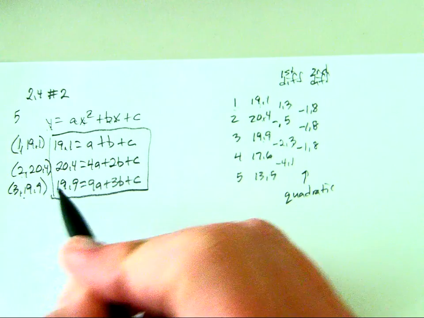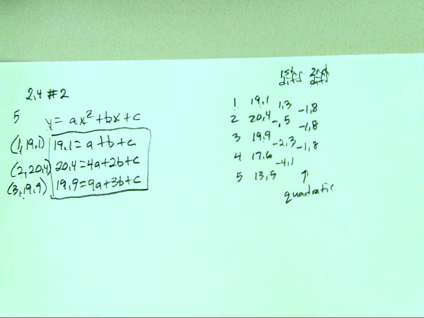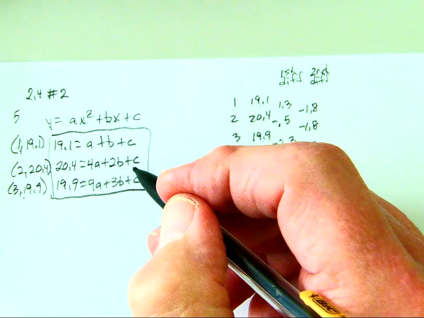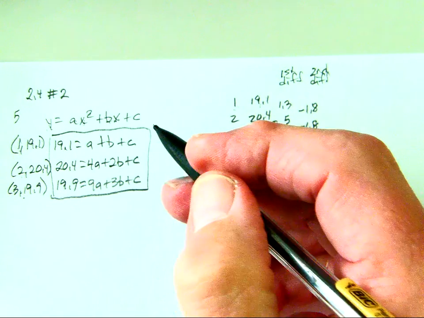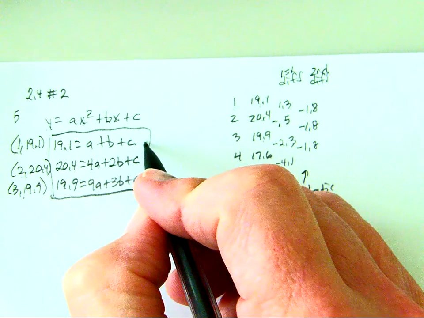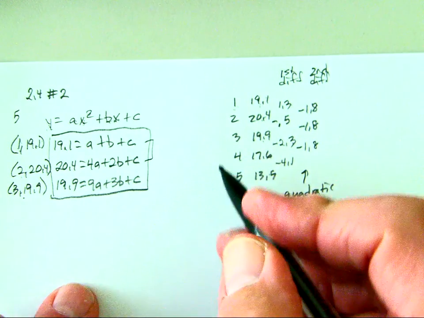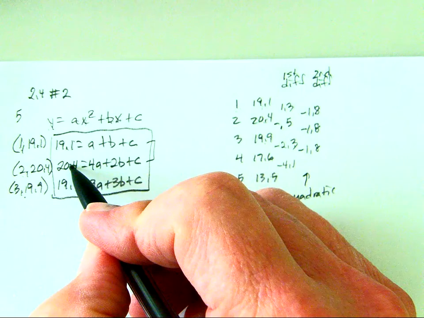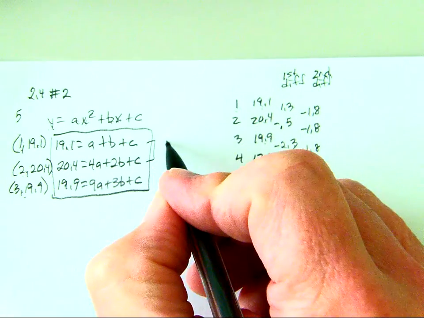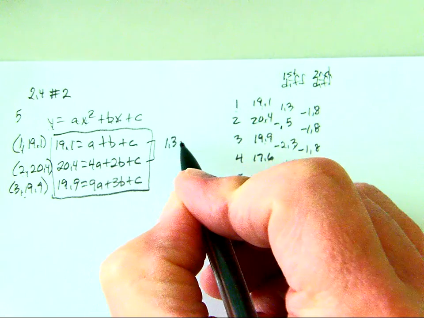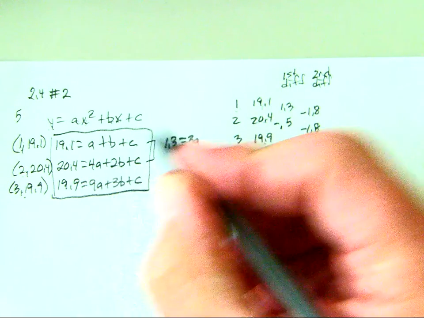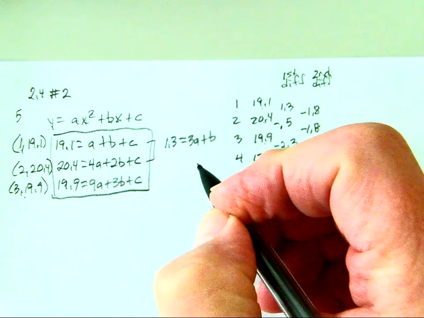Now this goes right back to what we did before with 3 equations and 3 variables. First, we want to get rid of one of the variables. Well, the c is pretty easy to get rid of. Like here, we could just take and subtract 2 of these equations. Let's say we take these 2 equations here and subtract the second one minus the first one. So 20.4 minus 19.1 is 1.3. 4a minus a is 3a. 2b minus b is 1b. And the c's cancel.